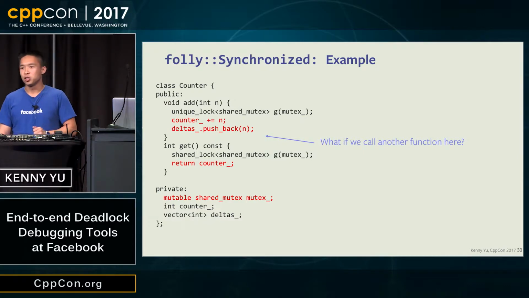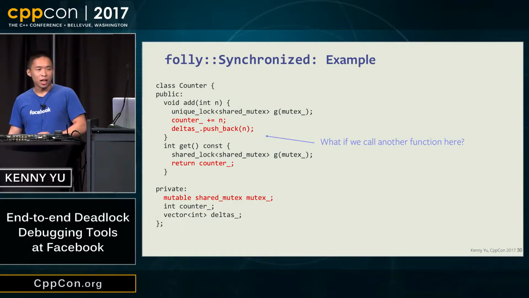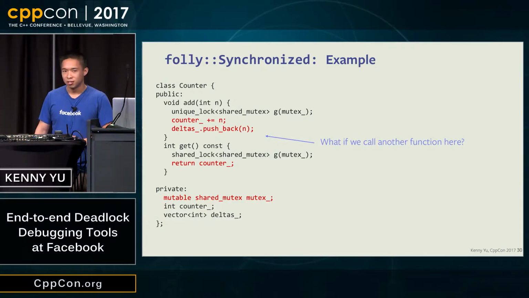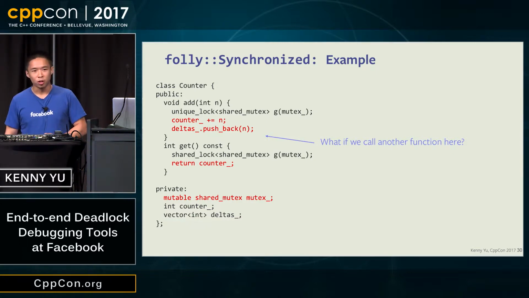What if we call our function here? It is very easy to forget to close the scope of the unique lock. And now we unintentionally hold the mutex while calling another function.